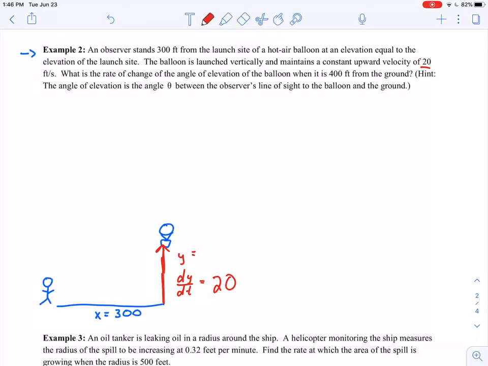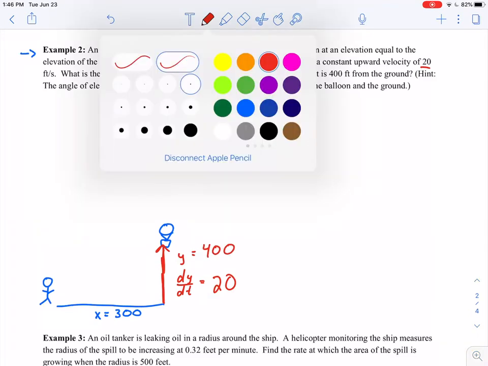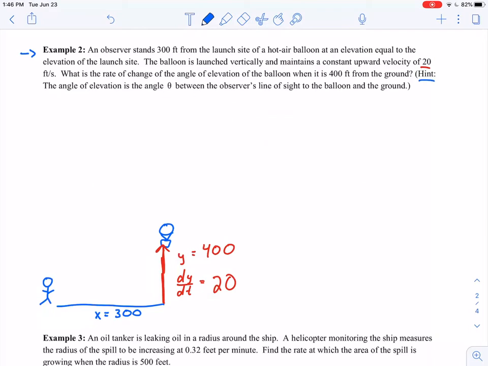It says, what is the rate of change of the angle of elevation of the balloon when it is 400 feet from the ground? So the balloon is 400 feet from the ground. What is this angle of elevation nonsense? Well, here they give us this hint. It says the angle of elevation is the angle theta between the observer's line of sight to the balloon, so that's this person looking at the balloon, that's their line of sight, and the ground. It's the angle created by those two sides.